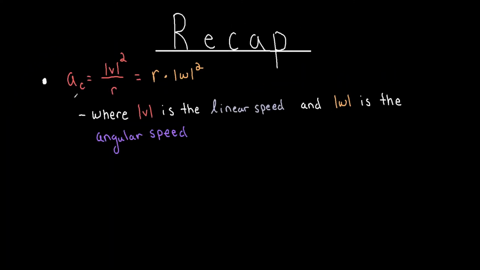So in recap, we learned that the centripetal acceleration of an object in uniform circular motion is equal to the radius times the angular speed squared, and is really helpful for problems when it only gives you the angular speed and the radius.